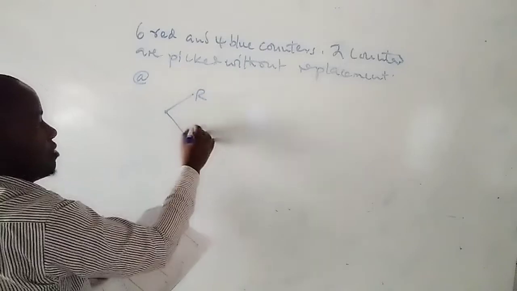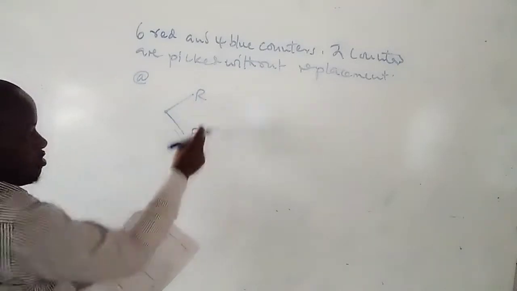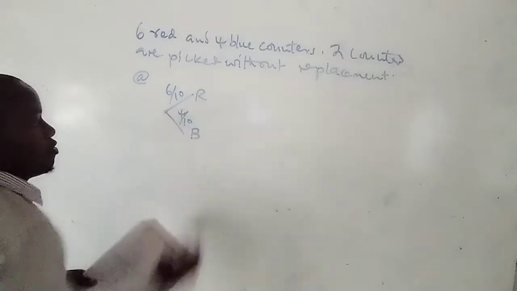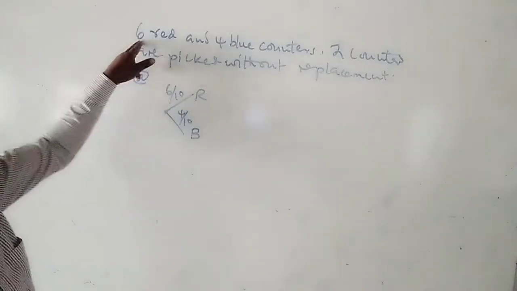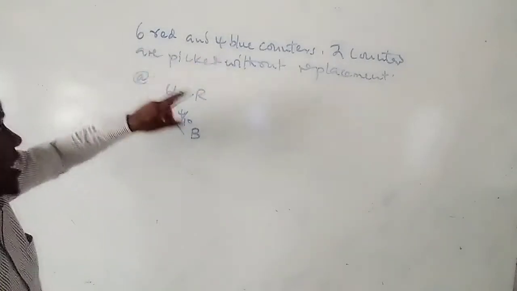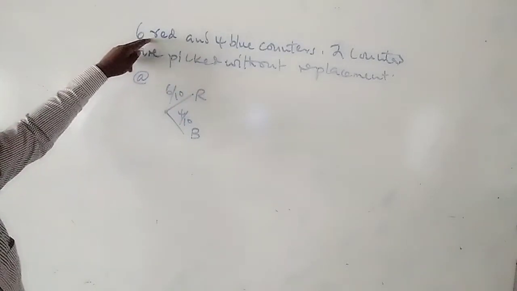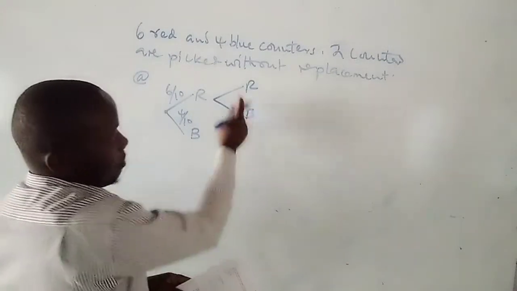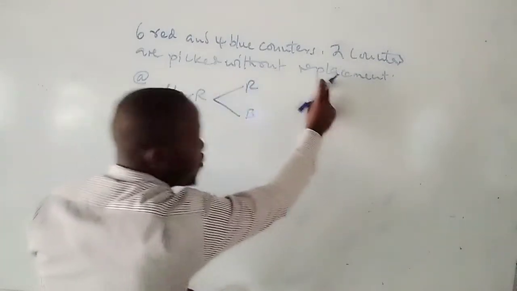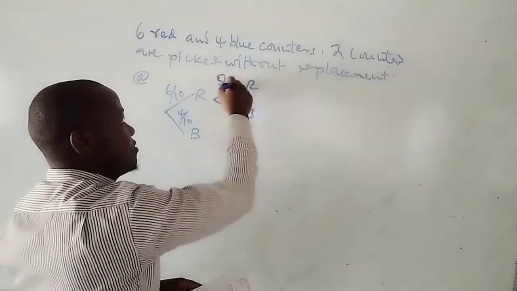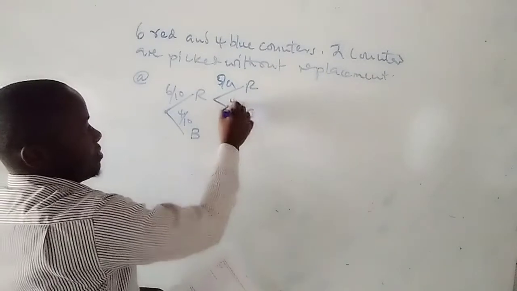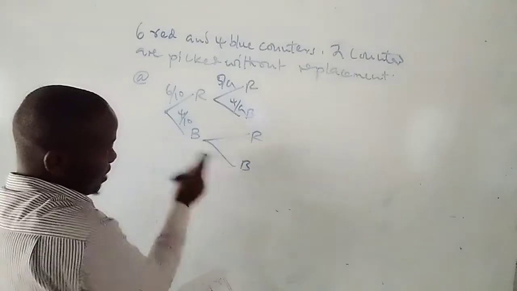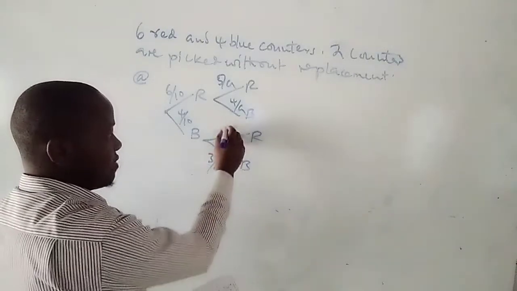So on a tree diagram, we can either pick a red or a blue. Picking red is 6 over 10 and blue will be 4 over 10, because 6 red and 4 blue total only 10. Now if you had picked a red, the probability of picking red again, because there is no replacement, goes to 5 over 9. Then this one remains 4 over 9. If you had picked blue, picking blue again goes down to 3 over 9. This one remains 6 over 9.